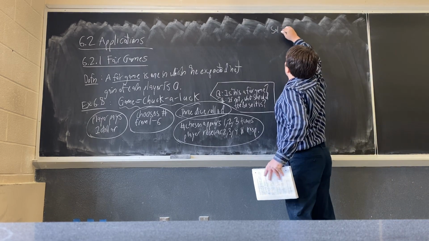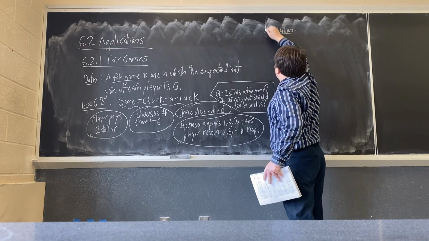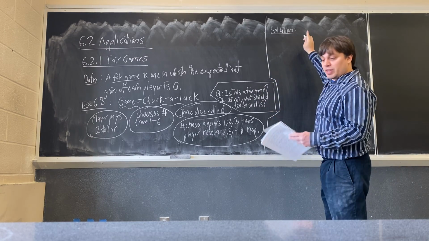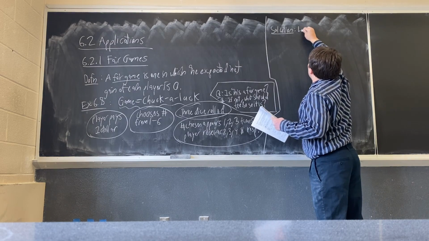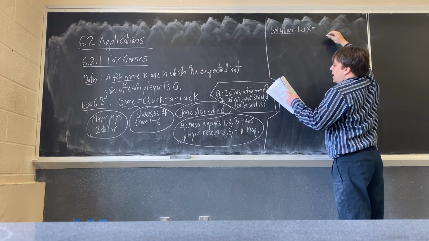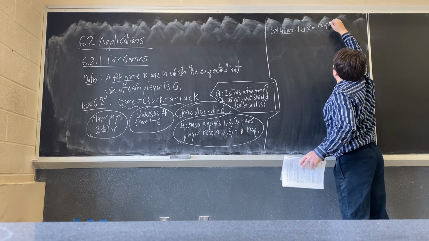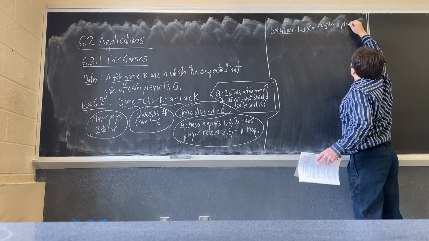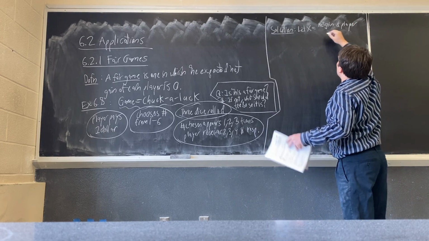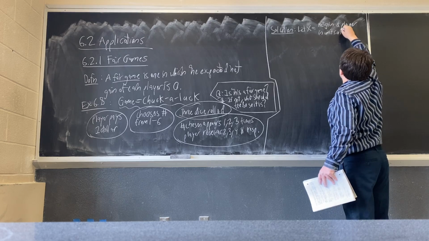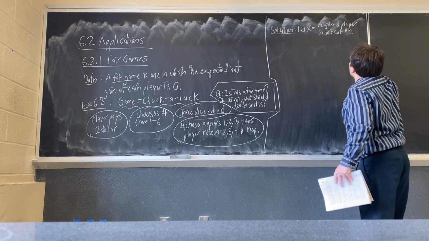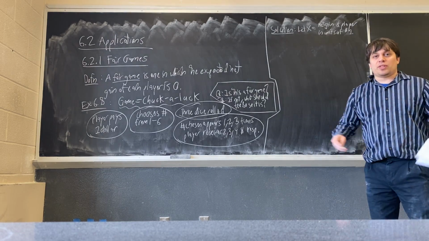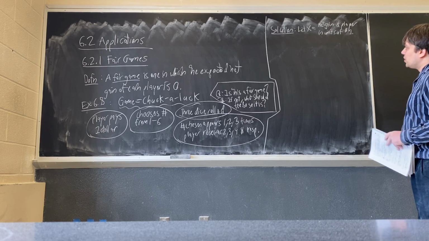So the solution to example 6.8 we're going to put on this side. And so I'm going to let x equal the net gain of the player in units of $1. Okay, so if x is 2, then he made $2, right? If x is -1, he lost $1. The units are $1.